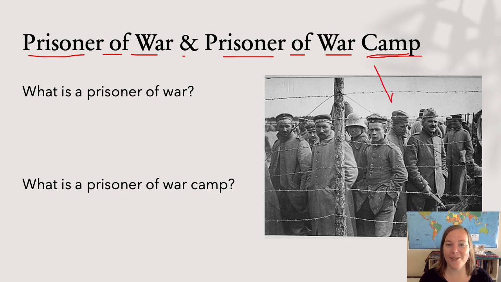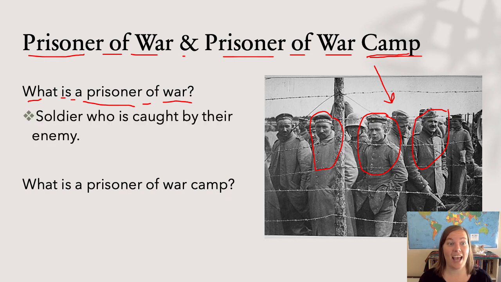So what do you see in this picture? In this picture, these are soldiers. We call them a prisoner of war. So what is a prisoner of war? It is a soldier who is caught by their enemy.